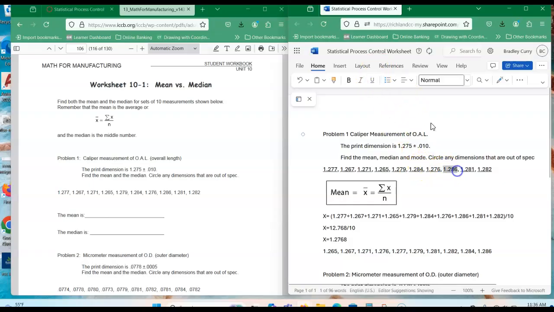So all right, we know that we had 10 up there. Let's go back and count. 1, 2, 3, 4, 5, 6, 7, 8, 9, and 10. So I've got the 10 there as well.